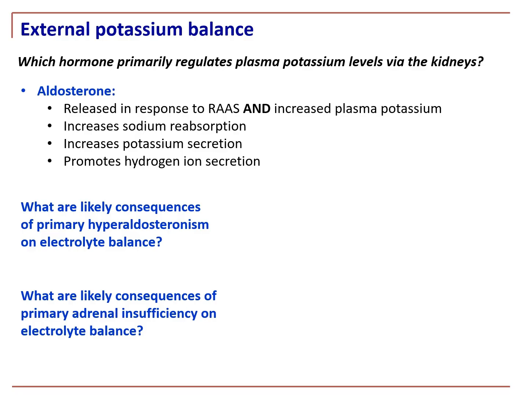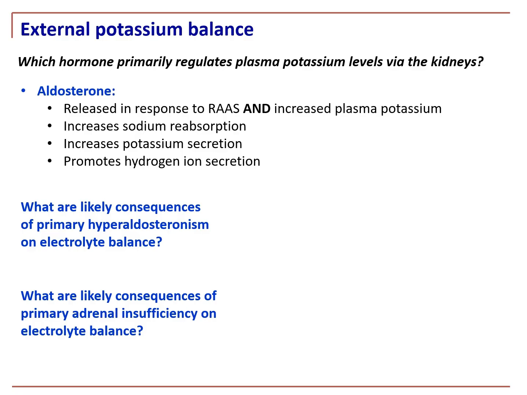So again, I want you to have a little bit of a think. What are the likely consequences of primary hyperaldosteronism on electrolyte balance? I want you to think about all the electrolytes, not just potassium. Primary hyperaldosteronism, for example Conn syndrome, is the other name for it. And in the second question, what are the likely consequences of primary adrenal insufficiency on electrolyte balance? You might be thinking about Addison's disease with that one. So again, press pause, have a think about what will happen. I want you to be thinking about sodium, hydrogen and potassium, and blood volume, obviously, as well.